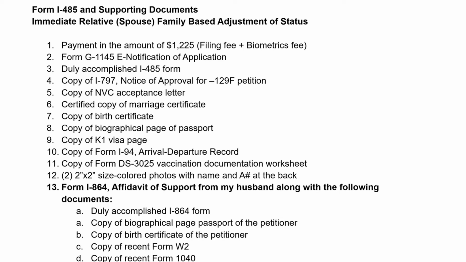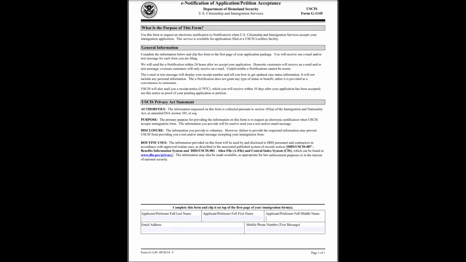Second, we have the Form G-1145 or the e-Notification of Application. So, this is a request for an electronic notification when USCIS accepts an immigration form. So, using this form, makaka-receive tayo ng text or email regarding sa ating application. So, fill-upan lang natin itong form na ito.